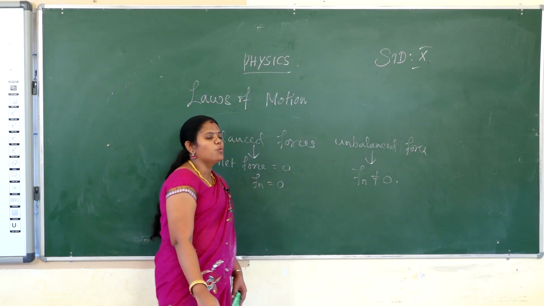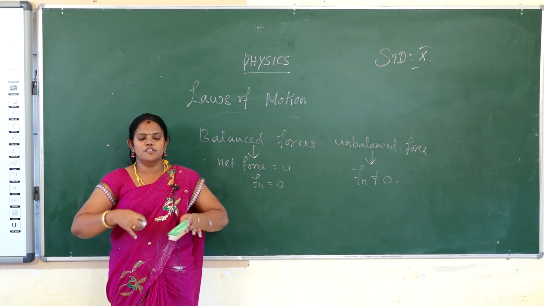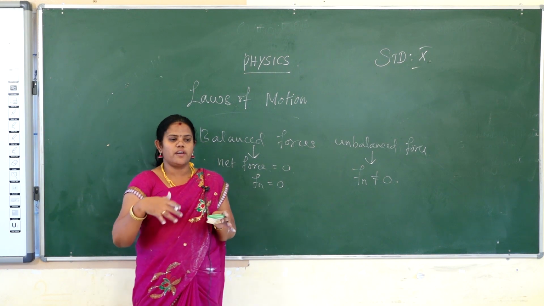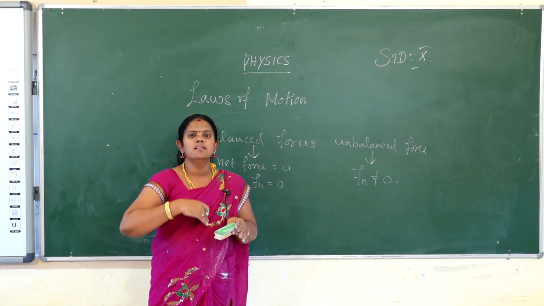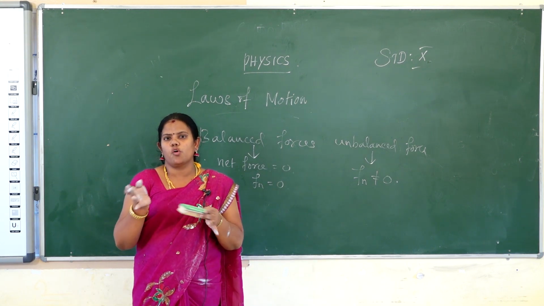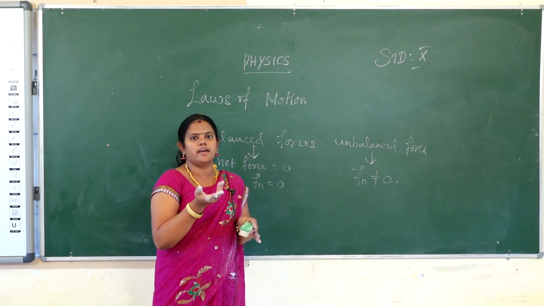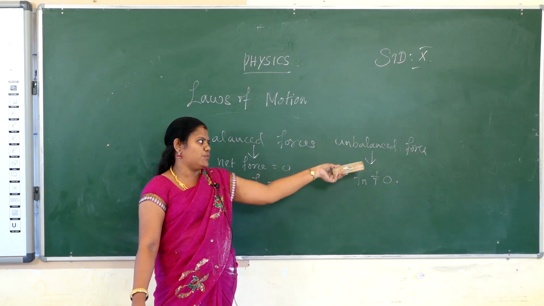The object will be moving in an irregular manner. First 5 Newton is applied, next 3 Newton is applied, next 1 Newton is applied. Different forces are applied to the object, so it moves in different directions. That is called unbalanced forces.